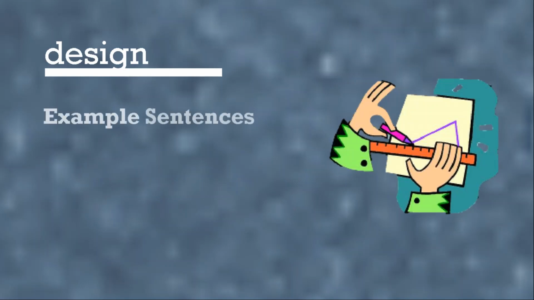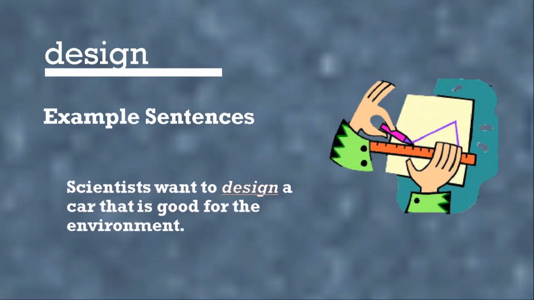Okay, the example sentence that we're going to be using is: scientists want to design a car that is good for the environment. Okay, so in this context, people will want to design something that is good for the environment, and it is a car. Of course, in designing something like this, you have to put it on paper. You can draw it and write notes with it. That's the first meaning of it.